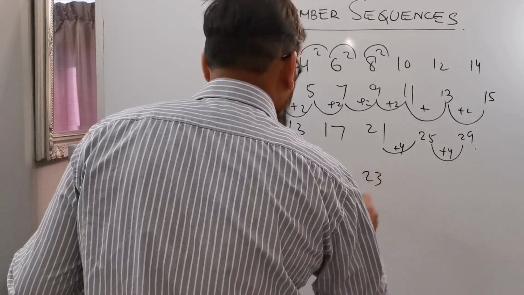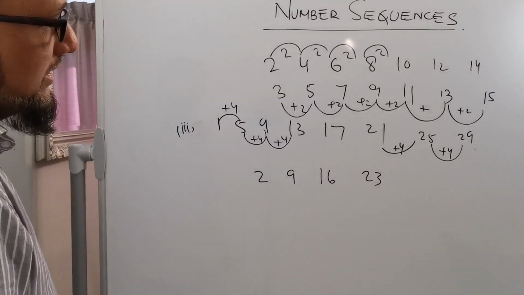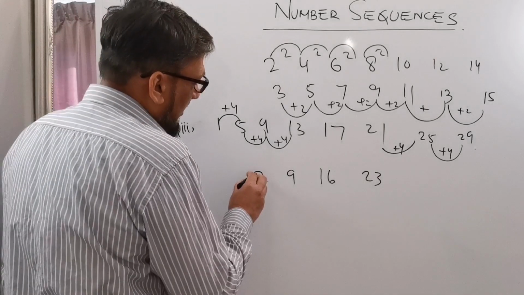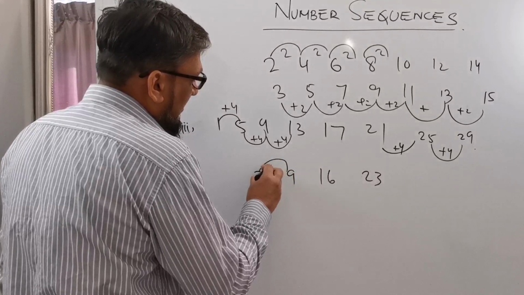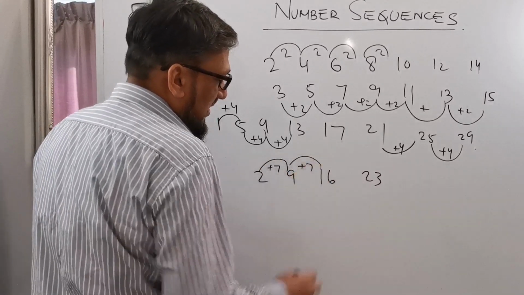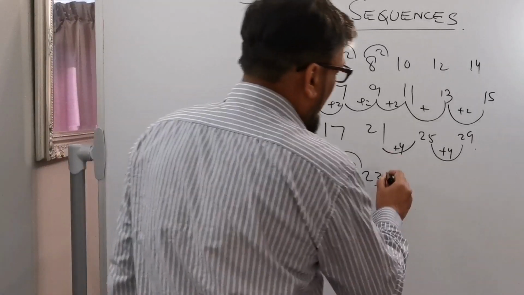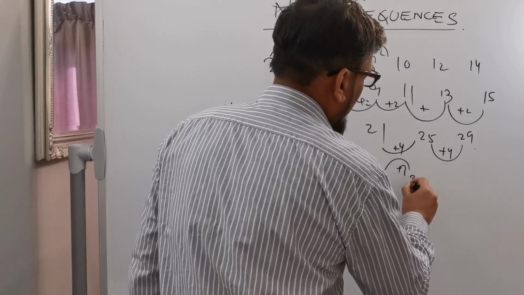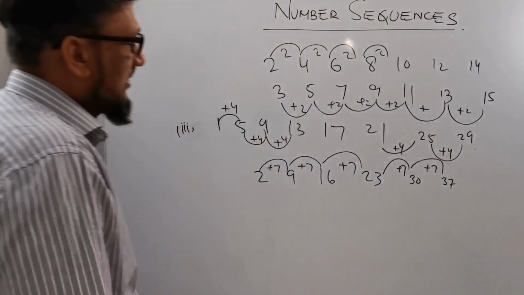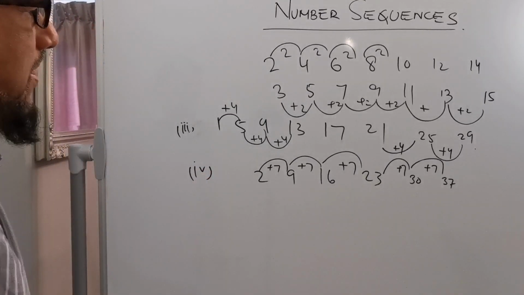Another example: 2, 9, 16, 23. This is the sequence, and what are the next two numbers? The difference you can find: 2 plus 7 is 9, 9 plus 7 is 16, and 16 plus 7 is 23. So the next two numbers will be plus 7, which is 30, and plus 7, which is 37. So this is example 4.